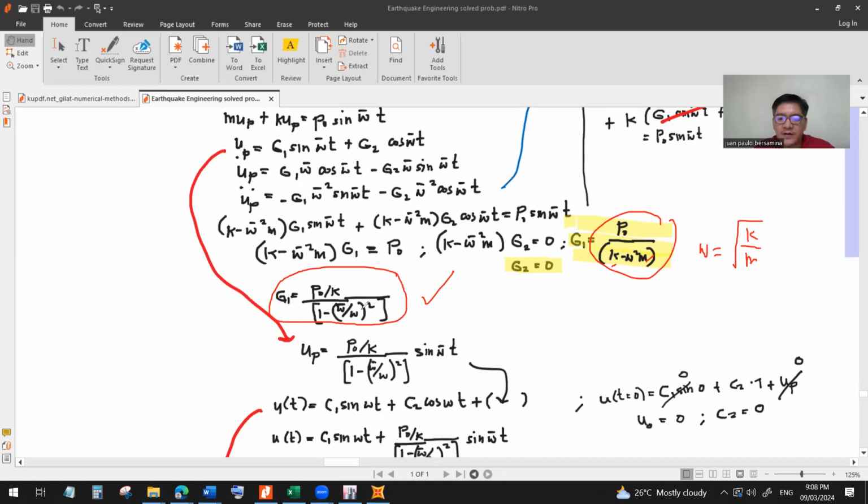Okay? Wherein omega bar over omega is what we call, I just didn't write it here, no? So we now introduce a symbol beta, which is omega bar over omega, which is what we call the frequency ratio. Frequency ratio. Okay?